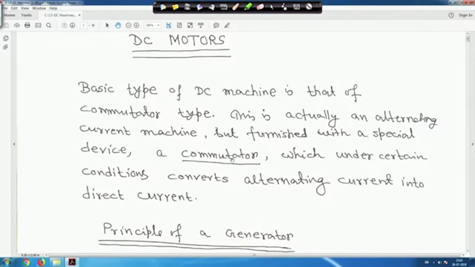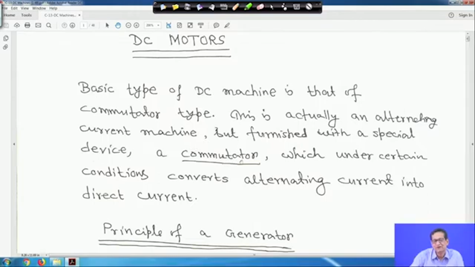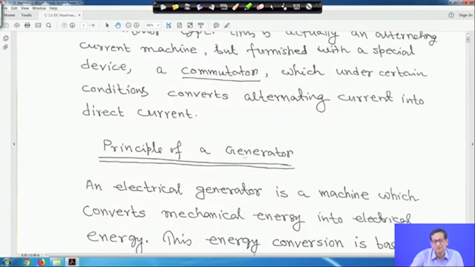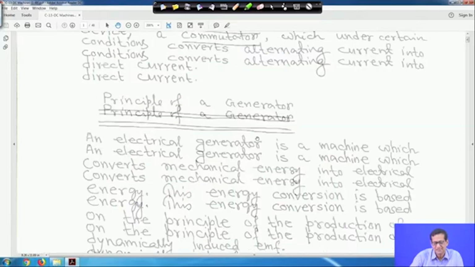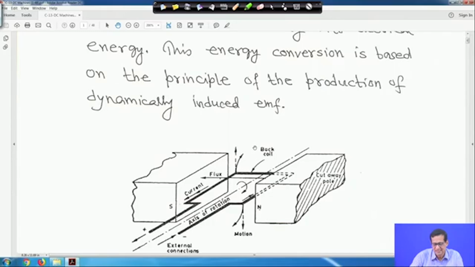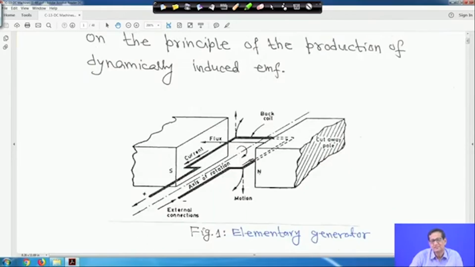When we generate the power it is AC, but we use some kind of mechanism such that it will be converted to DC. So now we will study the DC motor, but the principle of a generator is very simple. When we studied single phase AC circuits, at that time we showed how EMF is generated.